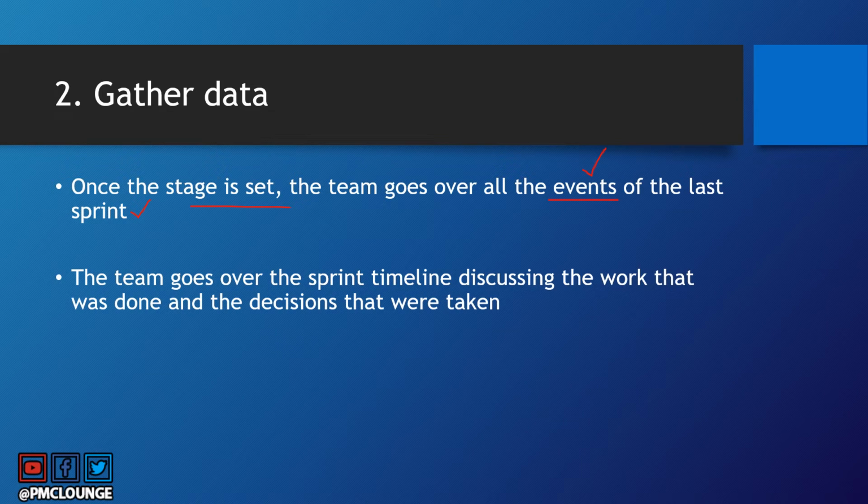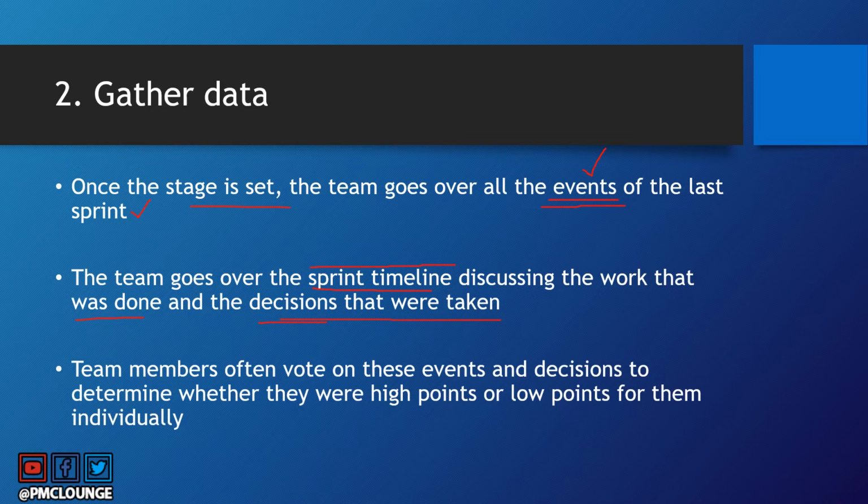The team goes over the sprint timeline, discussing the work that was done and the decisions that were taken. So you always have a timeline of your sprint handy. Where did you start, where did you end, what were the events or the milestones along the way. And the team actually goes over the timeline. They discuss whatever work was done, and if there were any decisions that were taken along the way, that is also something that is discussed.